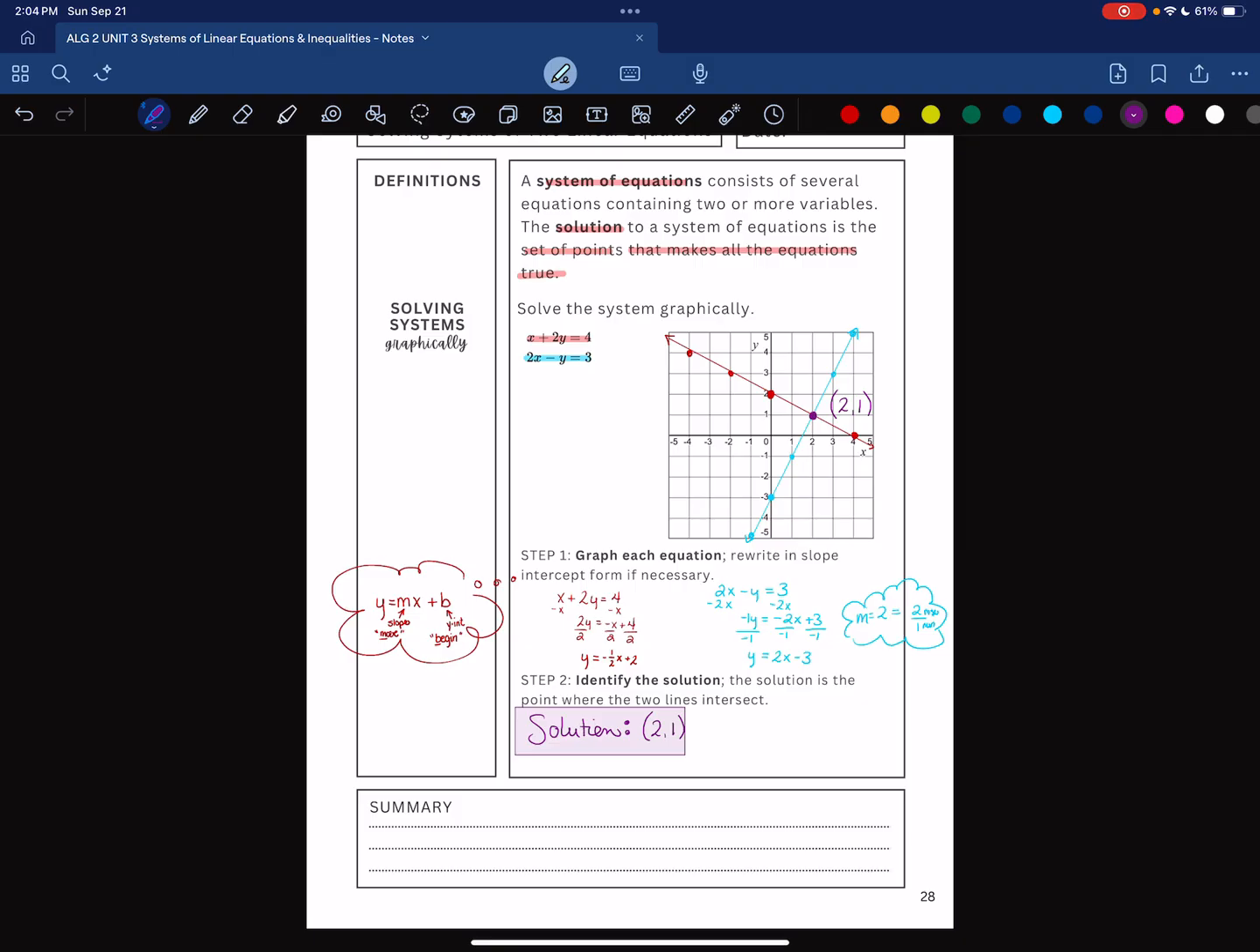That is solving by graphing. You're looking for that point where your lines intersect. That is the only point that will ever make both equations true.